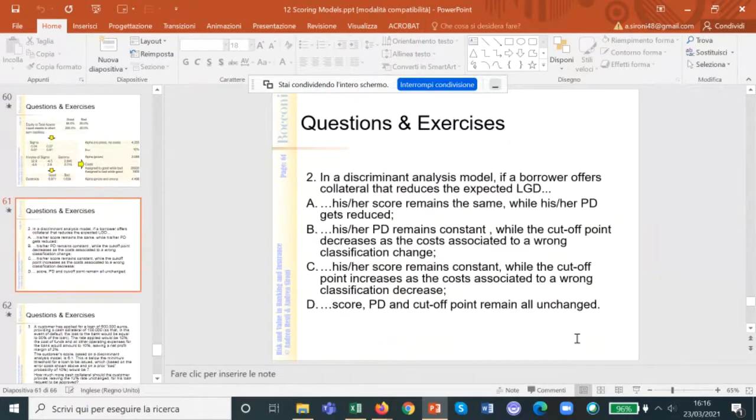Okay. Second question. In a discriminant analysis model, if a borrower offers collateral that reduces the expected LGD: A, his/her score remains the same while his/her PD gets reduced. B, his/her PD remains constant while the cutoff point decreases as the cost associated to a wrong classification change. C, his/her score remains constant while the cutoff point increases as the cost associated to a wrong classification decreases. D, score, PD, and cutoff point remain all unchanged. Now I give you 1 minute and you tell me what is the correct answer.